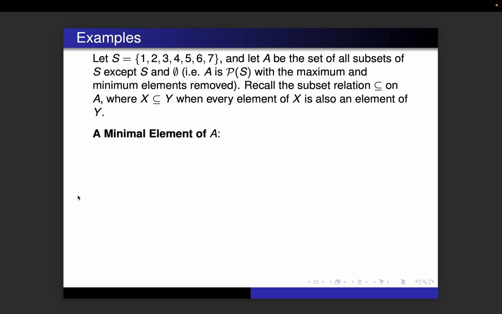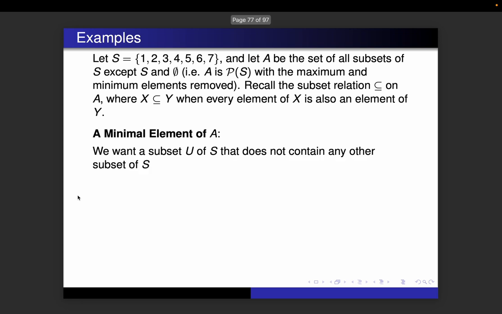Alright, so let's play the same game with a minimal element of A. Now, sort of like before, we can't go to the empty set as our minimal element because the empty set is excluded from this partially ordered set. But we do want a subset U that does not contain any other subset of S. And it probably doesn't take you much to think of an example. What if I just picked U to be a set that contains just one of the numbers, say the number 1? So let's see if we can give a proof by contradiction that U is minimal.